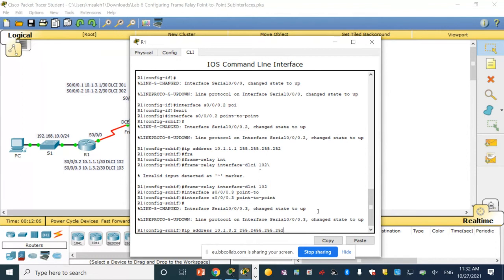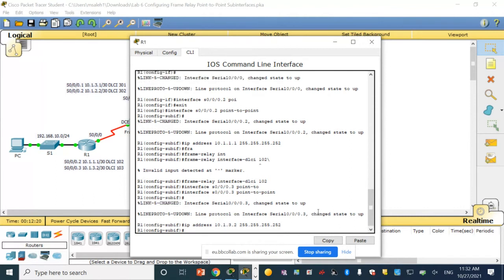255.255.255.252. Again, I am using 252 for the subnet mask because we don't want to waste a lot of hosts on a WAN link. So I am leaving only 2 bits for the host because I really need only 2 hosts. One for this side, one for this side. Okay. This is just a flashback on your CIN2103 course.